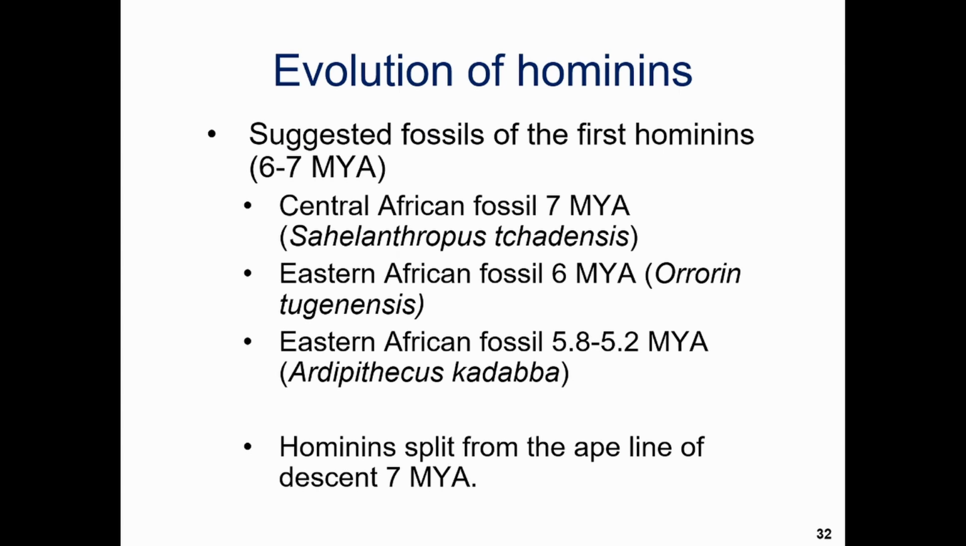The first hominins that we have evidence from are from about 6 to 7 million years ago. Now, I'm not going to expect you to remember all of these names, but let's just go through some of these very quickly. We have Sahelanthropus tchadensis from 7 million years ago, and we include things from the genera Orrorin and Ardipithecus. So our hominins split from the rest of the ape line about 7 million years ago.